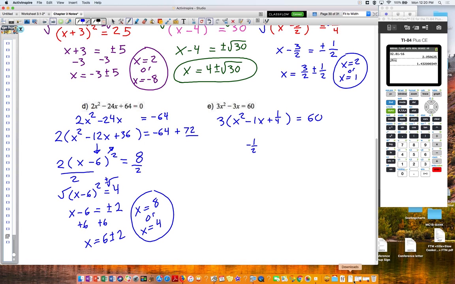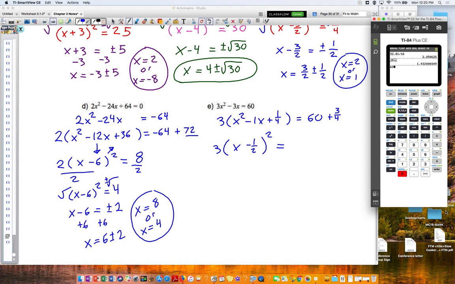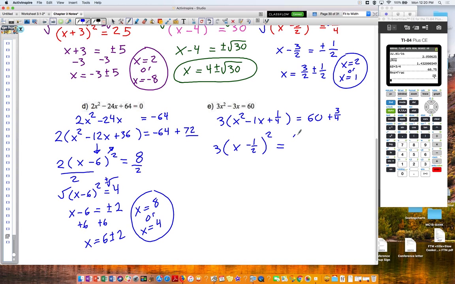And this is kind of mean. 1/4 times 3, I'm adding 3/4 to this. So this factors to 3 times x minus 1/2 quantity squared equals, so this is where I'm going to have my calculator help me here, or at least show you where I'm getting the next value. I get 60.75, but if I go math and change it to a fraction, it'll change it to 243 over 4.